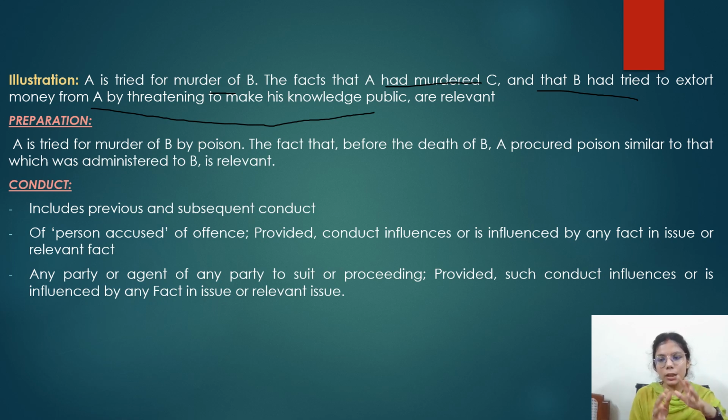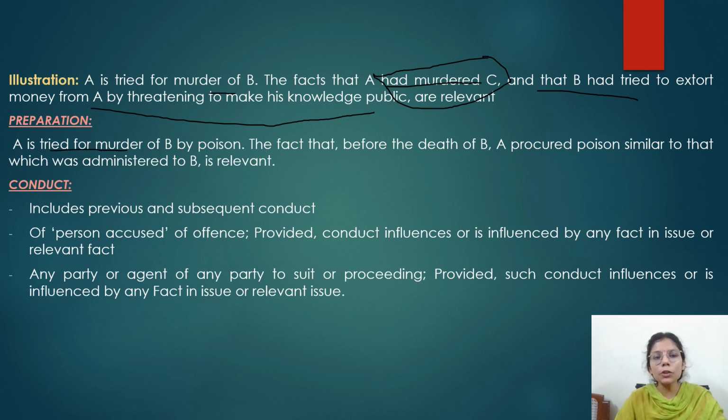So that is the reason he tried to extort money from A for that knowledge, or otherwise he would have made it public or complained against A. So the reason why A committed the murder of B was to hide the fact that B knew about the murder which he had earlier committed.